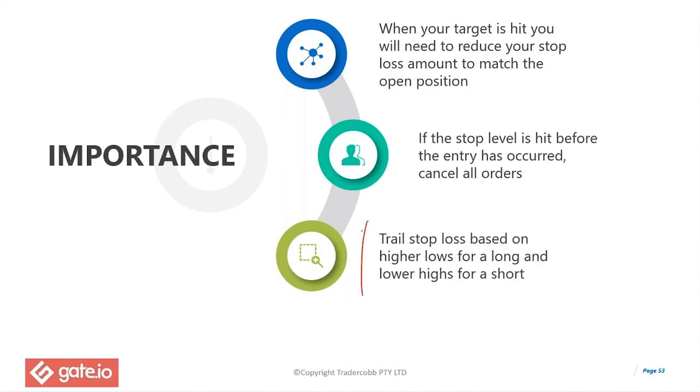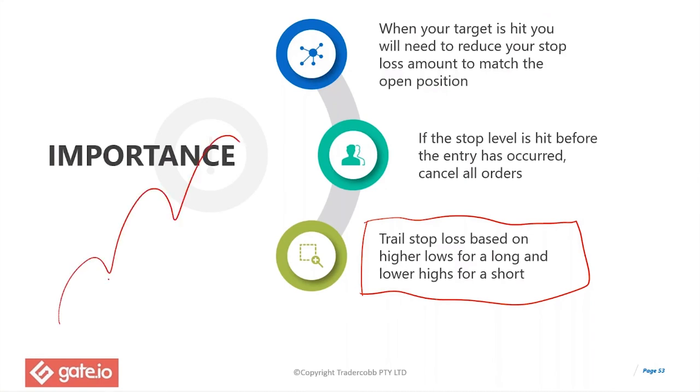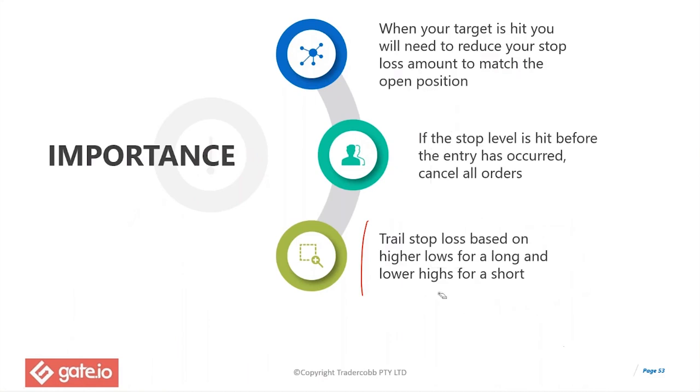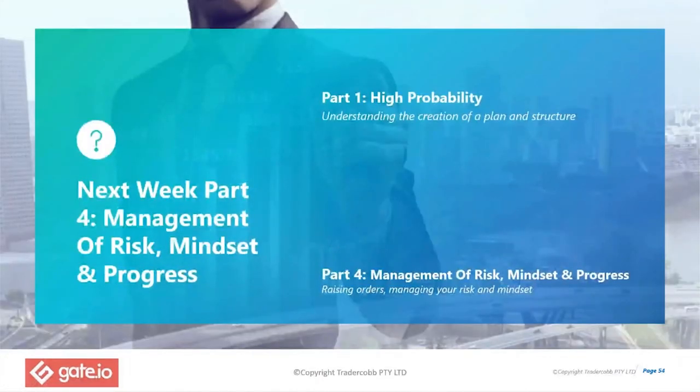This one is also important. You trail your stop with higher lows for a long and lower highs for a short. Like this. As it trades higher, you move it up, so on and so forth. In a downtrend, stop loss was there, move it to there. We're just using simple trend to make it work. It's logical stuff. It's fairly straightforward.